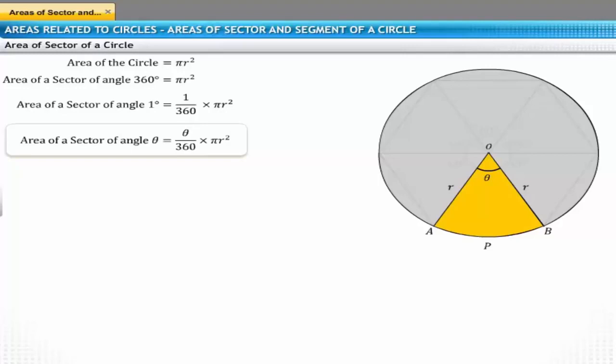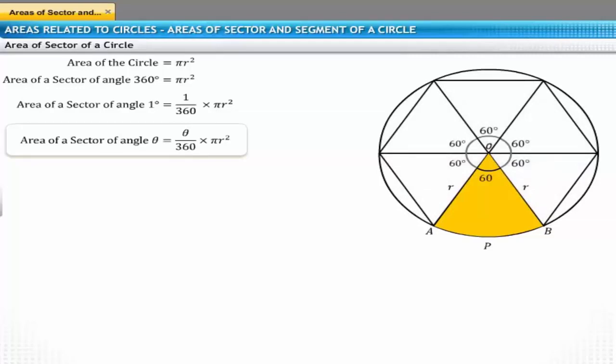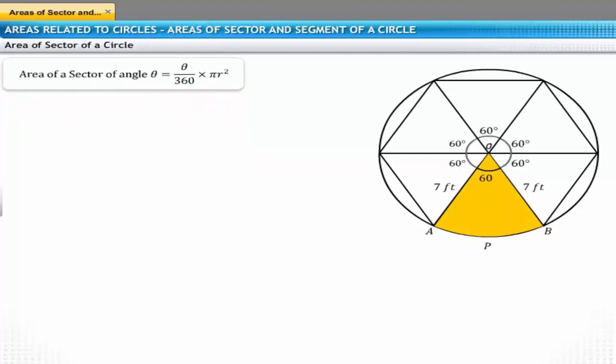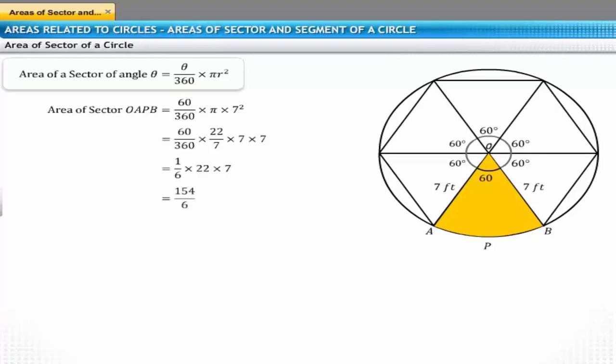Now, in the case of the garden, the angle theta is equal to 60 degrees and the radius is equal to 7 feet. Felix substitutes these values in the formula. The area of the sector OAPB is equal to 60 divided by 360 multiplied by pi times 7 square. The value of pi is taken as 22 upon 7. On simplifying these steps, the area of the sector OAPB is equal to 25.67 square feet.